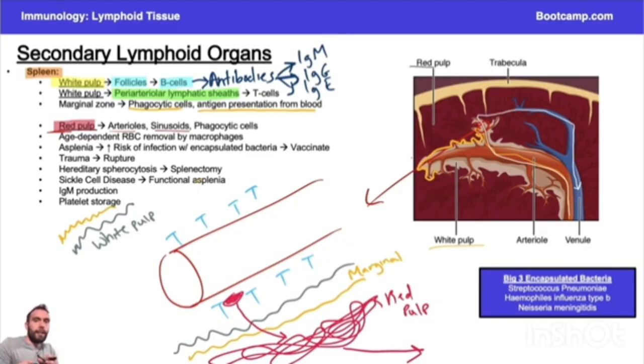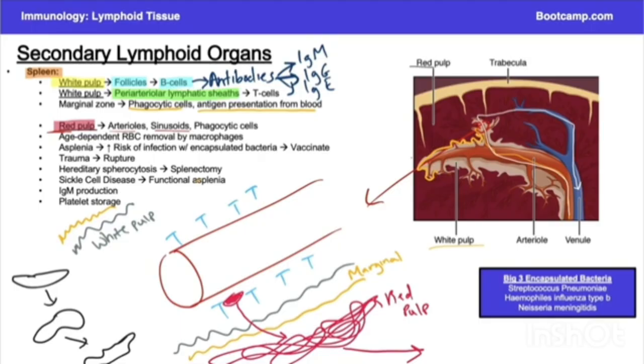The red pulp is going to have a lot of these sinusoids that are made essentially to try to trap the old red blood cells. Initially, you have a red blood cell that has a characteristic shape. But over time, that red blood cell is going to get very rigid, lose its flexibility, and lose its shape. And so it's going to be unable to traverse through these sinusoids eventually.